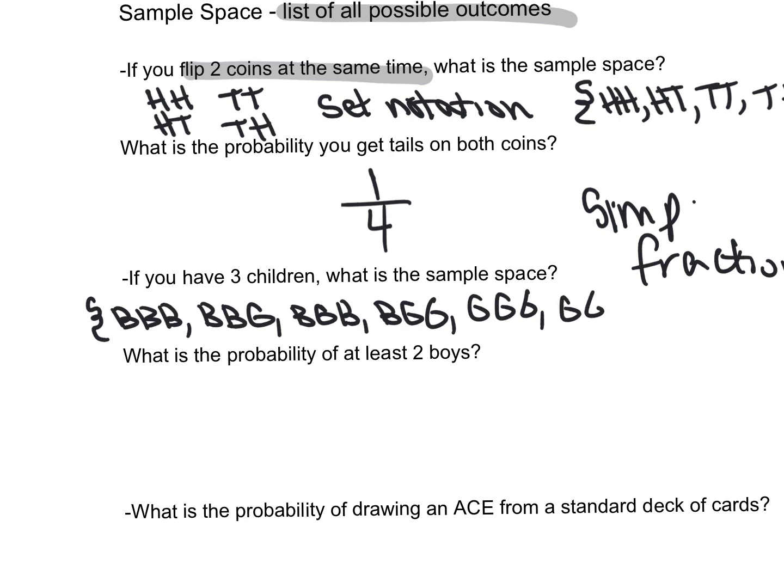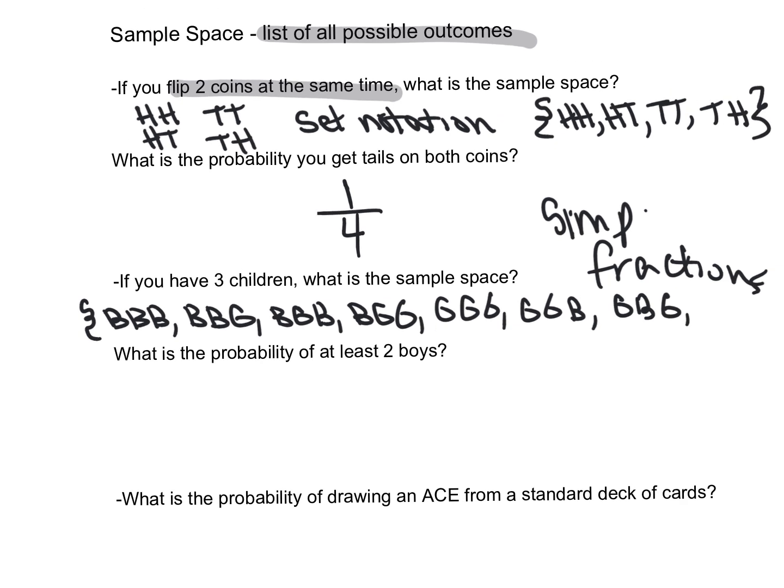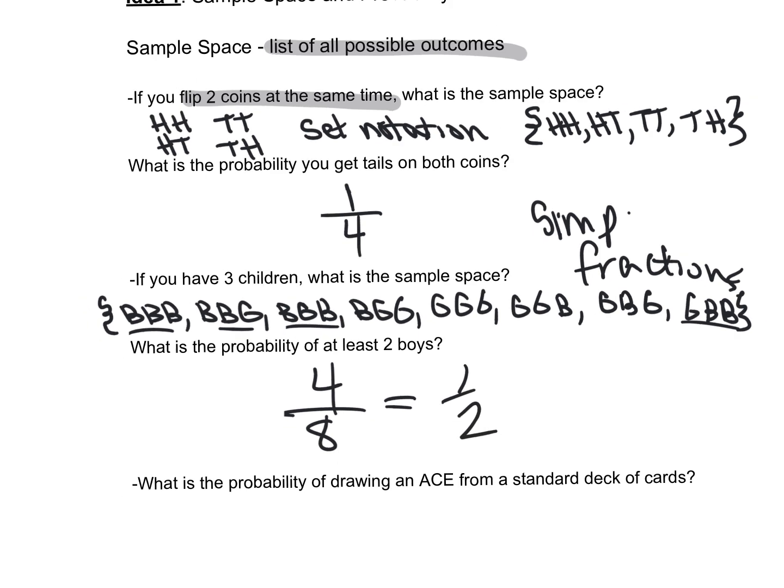2 girls and then a boy. A girl, then a boy, then a girl. Or we could have a girl and then 2 boys. And we're going to just put that in our set notation. So then if we wanted the probability, out of 8, there are 8 possible ways you could have 3 children. How many would be at least 2 boys? If you count them, you've got 1, 2, 3, 4 ways that you could have at least 2 boys, which would be 4 out of 8, or 1/2.